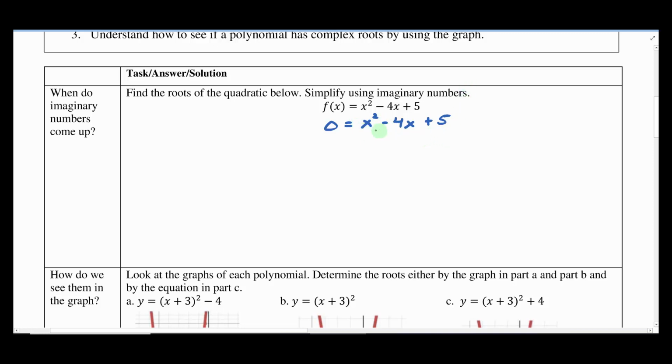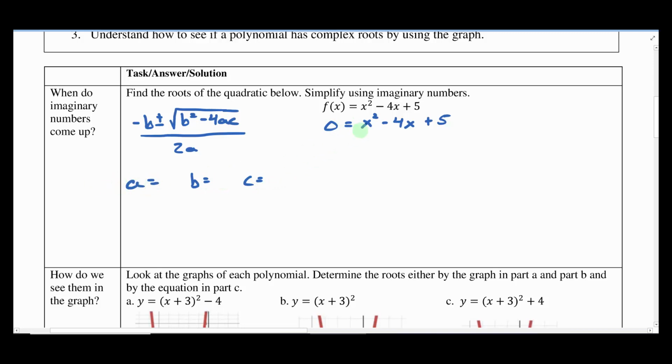Okay, so the way we're going to do that is we are going to use the quadratic formula. You might remember this from the beginning of the year, right? So the quadratic formula looks like this. It's negative b plus or minus square root of b squared minus 4ac all over 2a, okay? So we're going to use this to help us find those roots, okay? So we first have to identify what a, b, and c are.